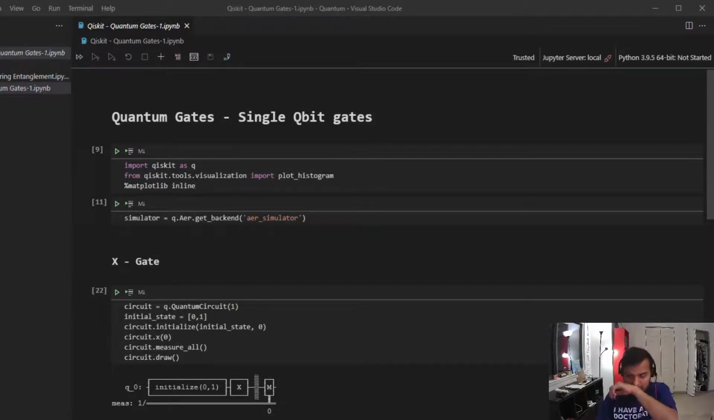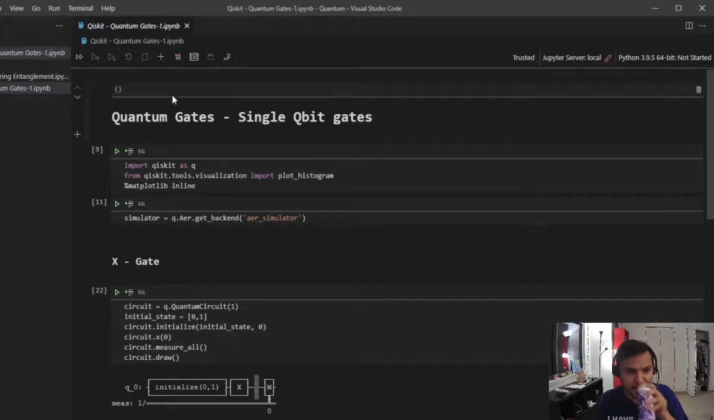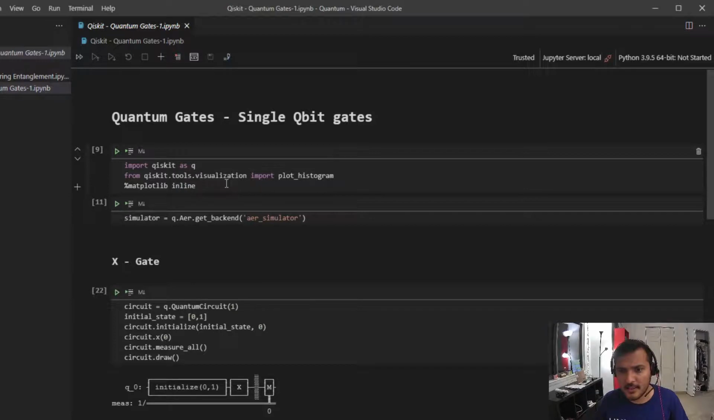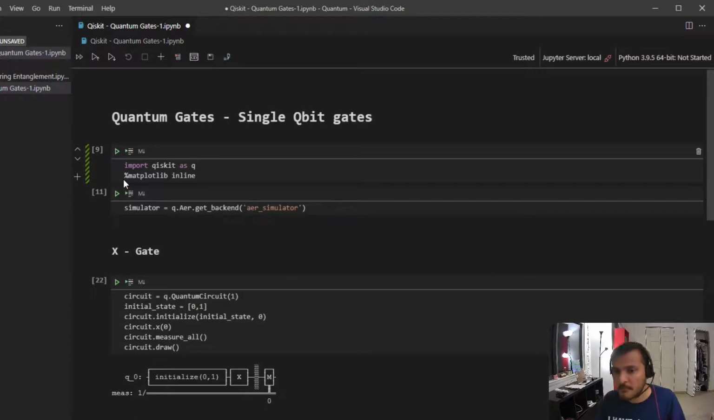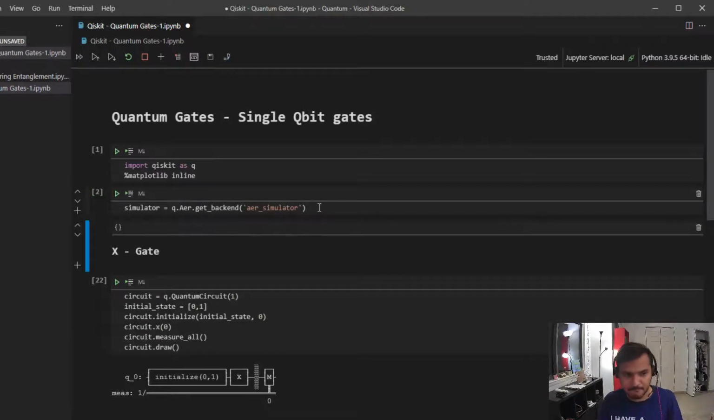All right, so let's jump in. First we import everything we need. Well, we don't need the visualization, so let's get rid of that. We import Qiskit. And I do not want to run my code on the quantum computer because we are just trying out very simple things. So let's just get a simulator running because I just want to execute it on my system.